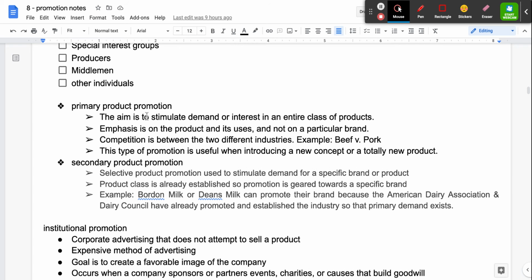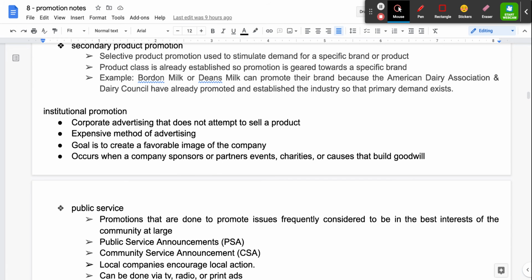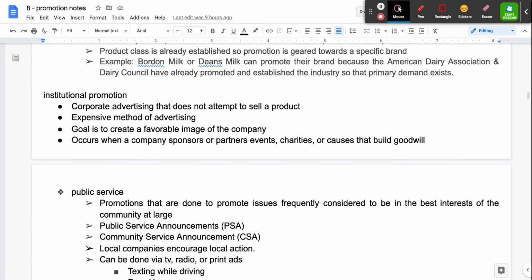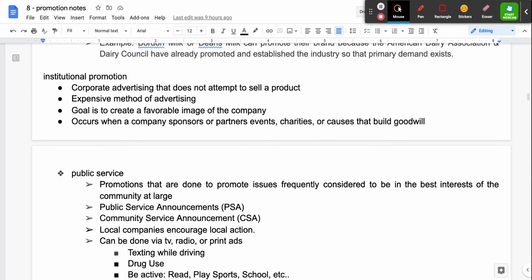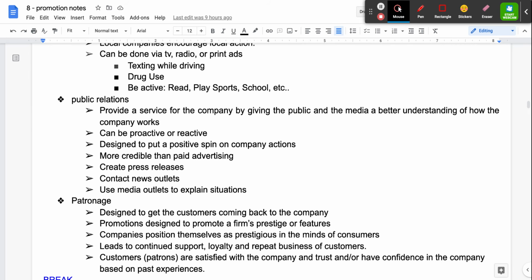We talked about primary product promotion and secondary product promotion. Primary, just going to talk about again the big market, not a particular brand, just products in general. So we talk about beef versus pork, and then we talked about secondary product promotion, where we've already established what the market is, and now we can focus on our individual brand. Our individual brand or specifics about us or our product, that's more secondary. Primary is just more larger scale. So we talk about institutional promotion, a lot of public service where we're trying to get that idea about who we are, that we're beneficial for the community, that we care, all those things that we see, those public service announcements, public relations, and all those kind of things. We want to make sure that our company is viewed in a good light in the marketplace.